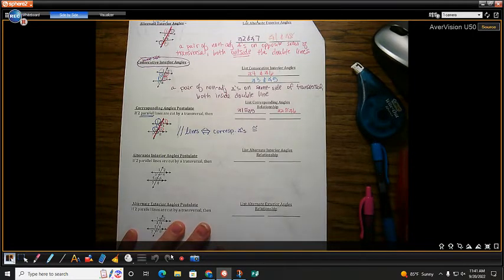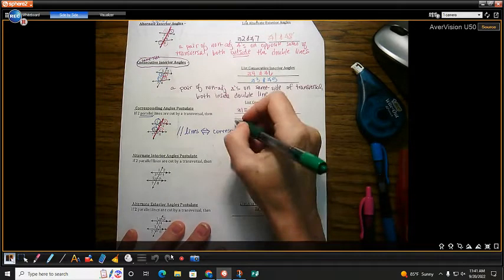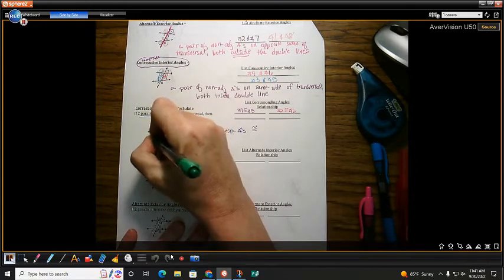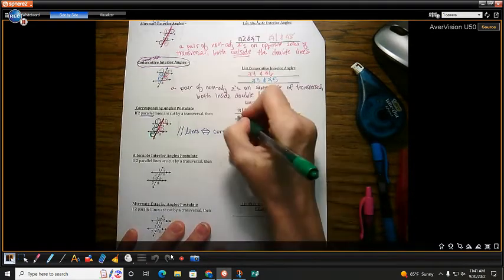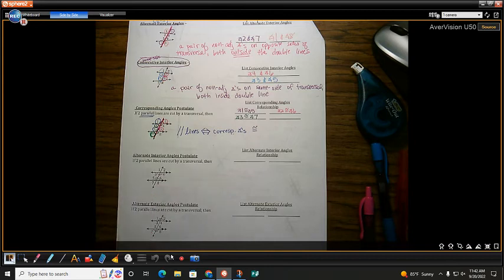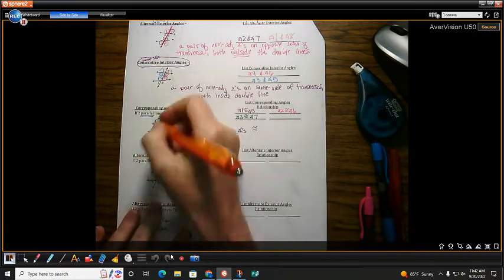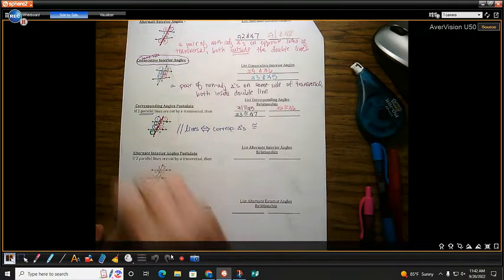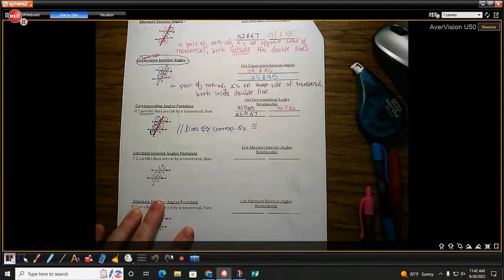What's another thing I can say? What about angle 3 and angle 7? How do you know angle 3 is congruent to angle 7? I have parallel lines, and those ones are corresponding, so they have to be congruent. Any more? Which ones? What's another set that we'll have to match up?